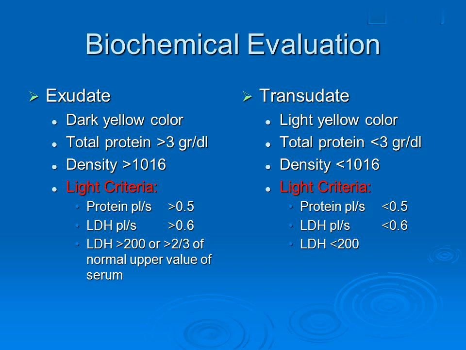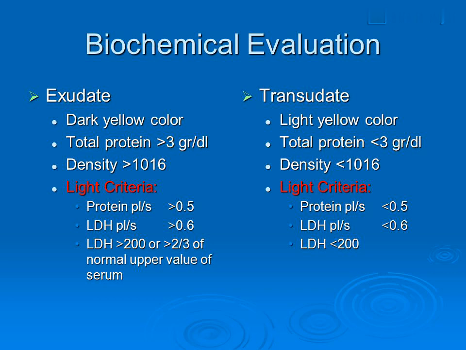Biochemical evaluation. Exudate: dark yellow color. Total protein greater than 3 g/dl. Density greater than 1016. Light criteria: protein pleural/serum greater than 0.5; LDH pleural/serum greater than 0.6; LDH greater than 200, or greater than 2/3 of the normal upper value of serum.